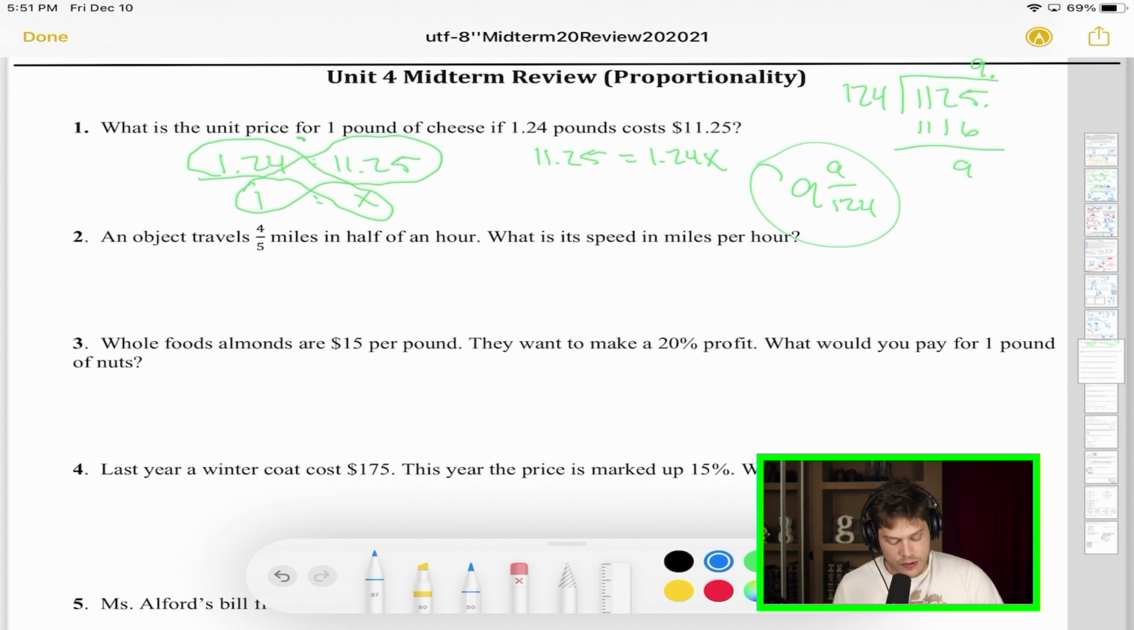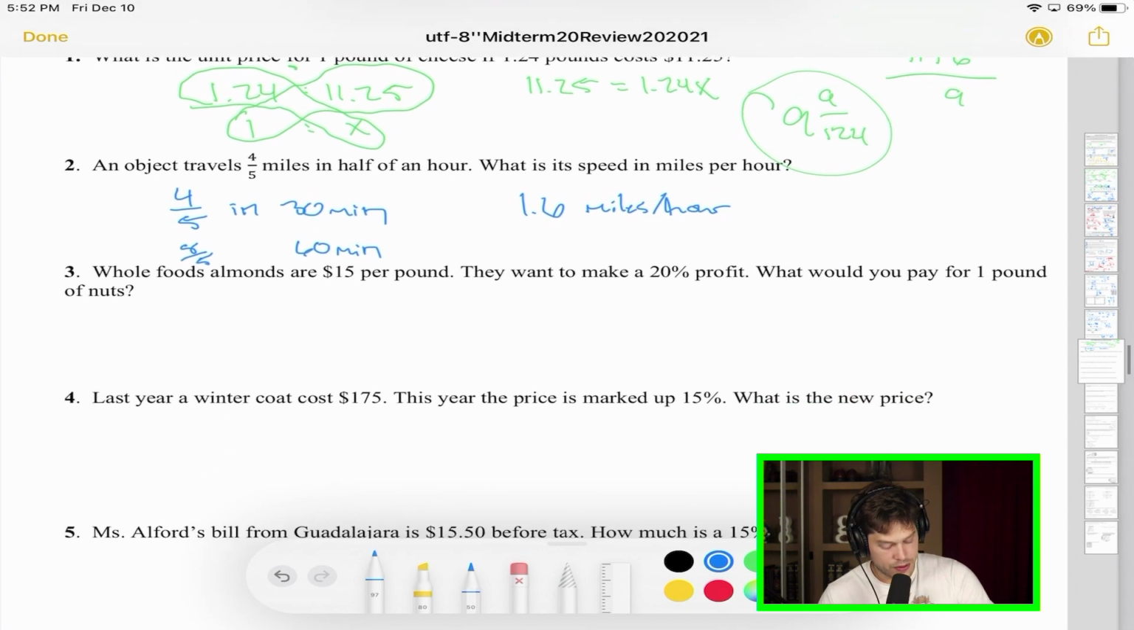So an object travels 4/5 miles in half an hour. What's the speed in miles per hour? Okay, so it goes 4/5 in 30 minutes. What's the speed in miles per hour? So in 60 minutes, well, it would go double this distance. It would go 8/5. So that's 1 and 3/5. That's 1.6. So I guess 1.6 miles per hour. Okay, that one was much simpler than the previous question.